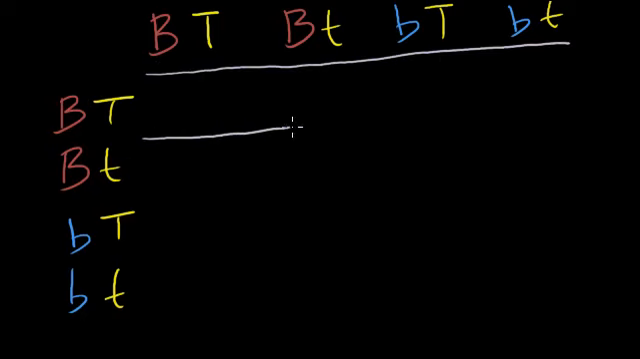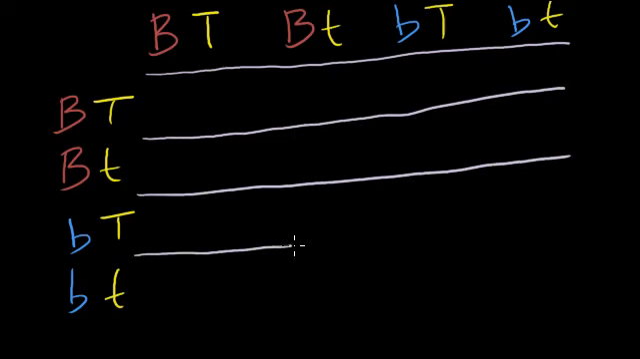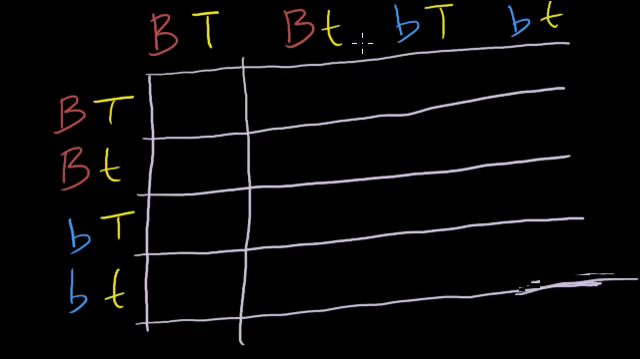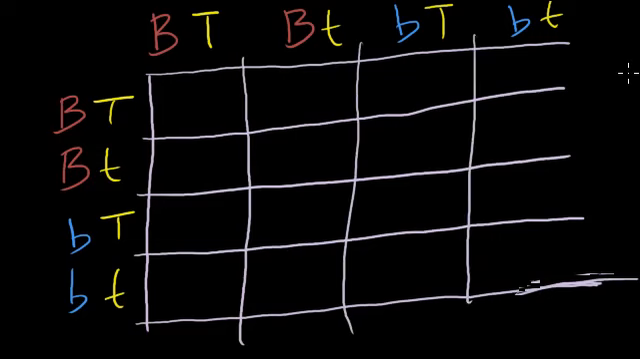So let's call this maybe a super Punnett square, because we're now dealing with, instead of 4 combinations, 16 combinations. So there's 16 different combinations, and let's write them all out.